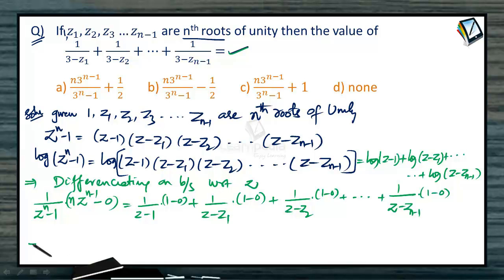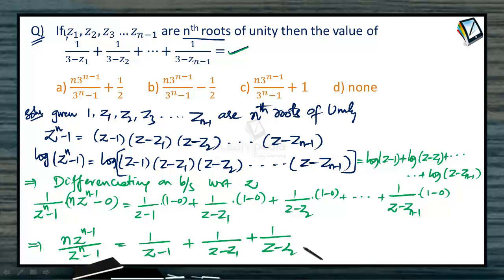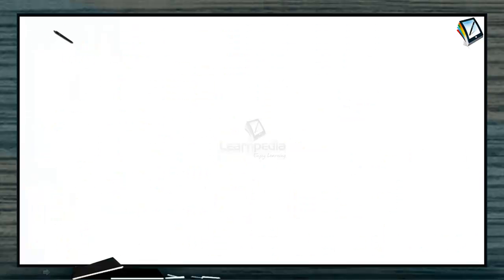So finally this takes the form n into z power n minus 1 by z power n minus 1 is equal to 1 by z minus 1 plus 1 by z minus z1 plus 1 by z minus z2 plus and so on up to 1 by z minus zn minus 1. Further, this can be put into numerical form when you substitute z equal to 3, that is z equal to 3 plus 0.